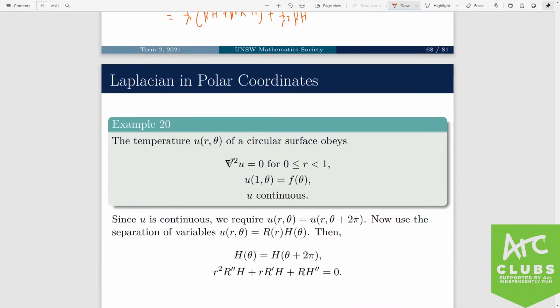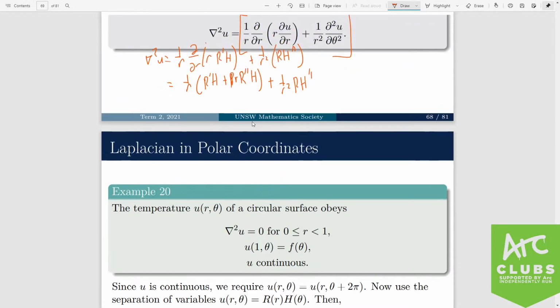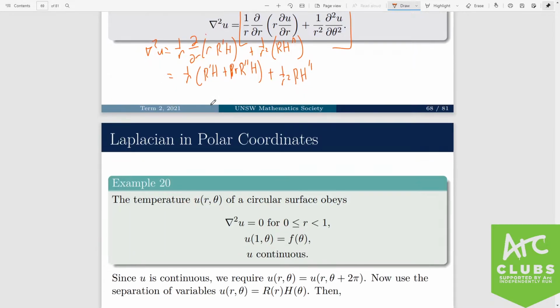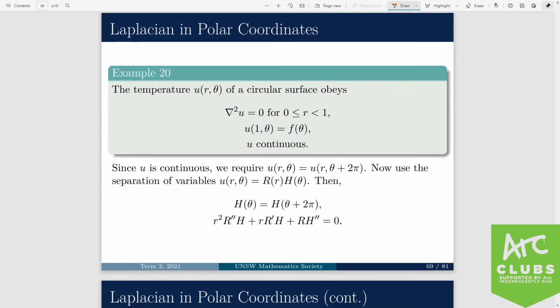So if you get a question that involves the Laplacian using polar coordinates, first we use separation of variables, and we plug it into this Laplacian, and we'll get this, which is rewritten here. So this was the Laplacian of u.